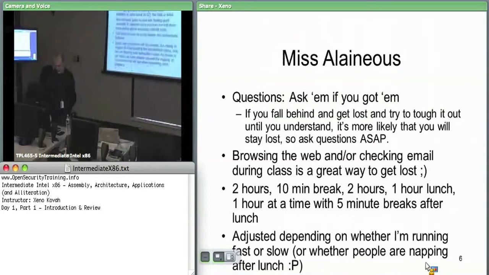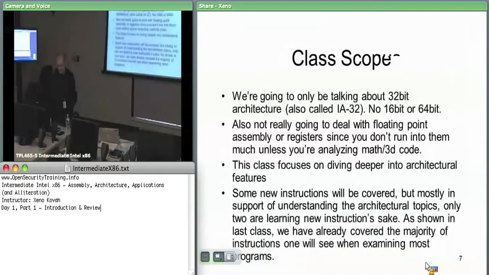So the basic scope of the class, like the intro x86 one, is that we're only talking 32-bit stuff, not 64-bit, or 16-bit as well. I think in the advanced x86, we're going to take this back and learn some 16-bit because that's relevant for BIOS, and some 64-bit as well, just for purposes of explaining what all is there. I'm not going to deal with floating point stuff again, because you don't really see that much unless you're analyzing 3D drivers or something like that.